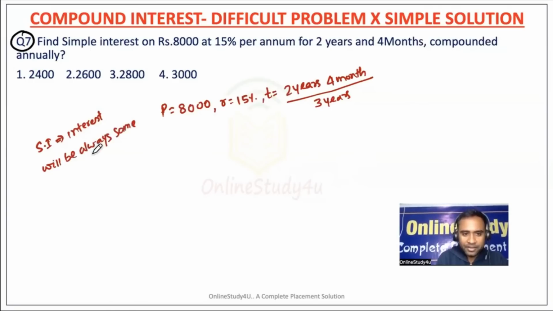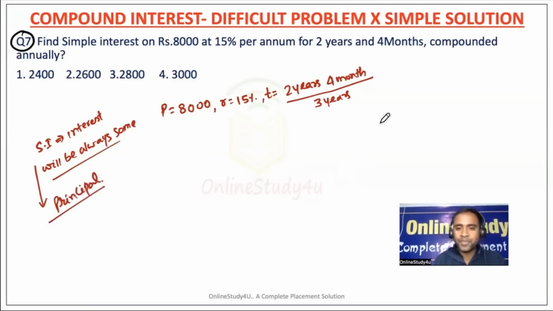The reason is, simple interest will be always calculated on principal, okay? But compound interest will not be the same. Anyway, now we are going to calculate the simple interest. Principal is equal to 8,000. Rate is equal to 15%. And right now we are calculating for time of 3 years.